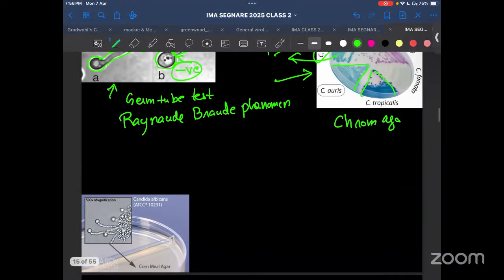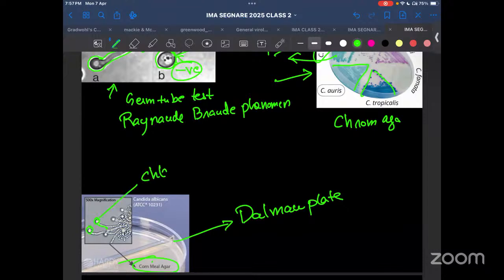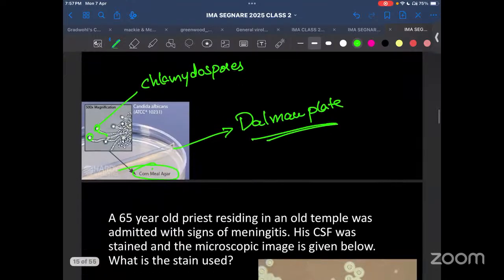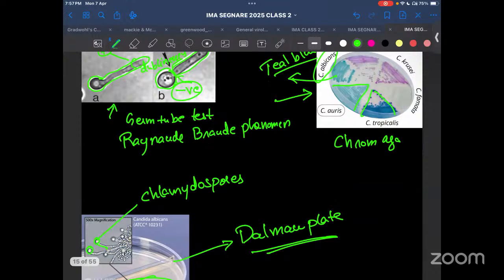Now coming to the last picture, the bottom picture. This is the Dalmau plate method. In the Dalmau plate method, we take corn meal agar, a nutrient deficient medium. We inoculate the fungus and look at the agar itself under the microscope. If it is Candida albicans, it produces this structure known as chlamydospores, thick-walled chlamydospores. Several other organisms produce different morphology in corn meal agar. So the Dalmau plate method can also differentiate the species of Candida. Okay, so those are the different methods for speciation of Candida.